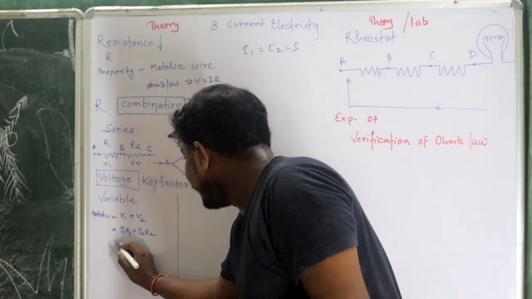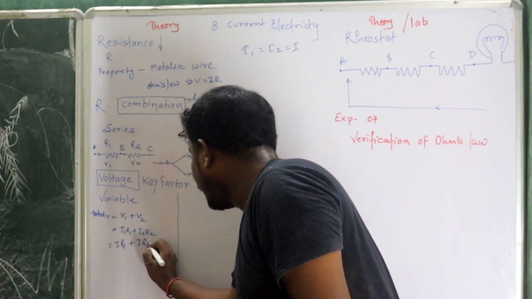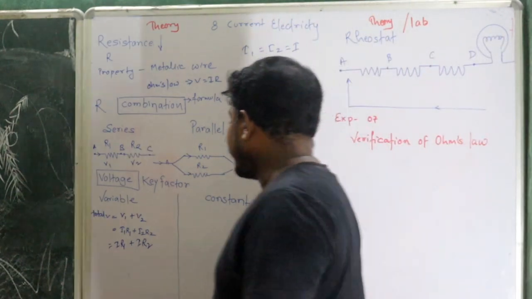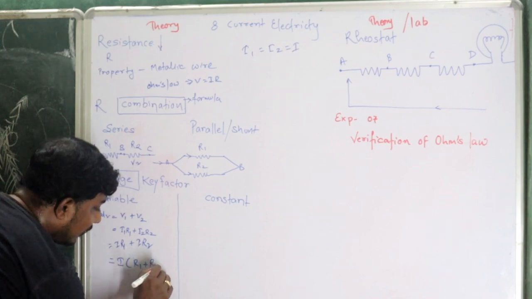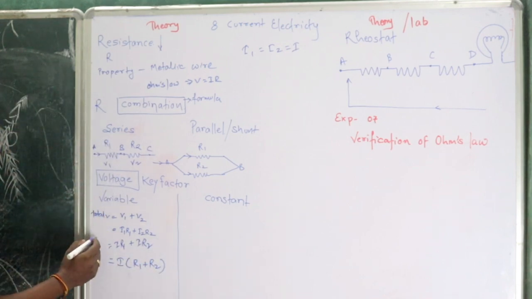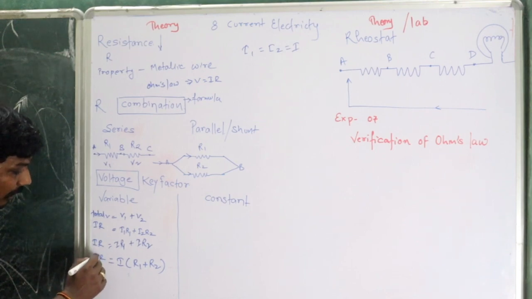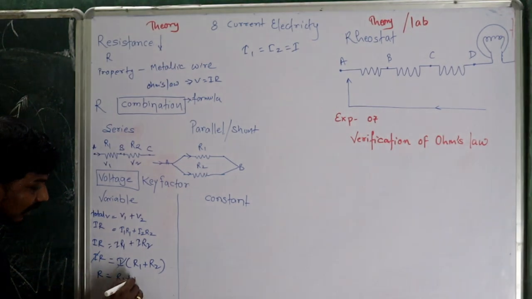Now what can I write? I R1 plus I R2. Why? Because the values of I1 and I2 are both the same. So I will take I common and inside I will write R1 plus R2. Now I and I can be cancelled. So the total resistance in the circuit can be written as R1 plus R2.